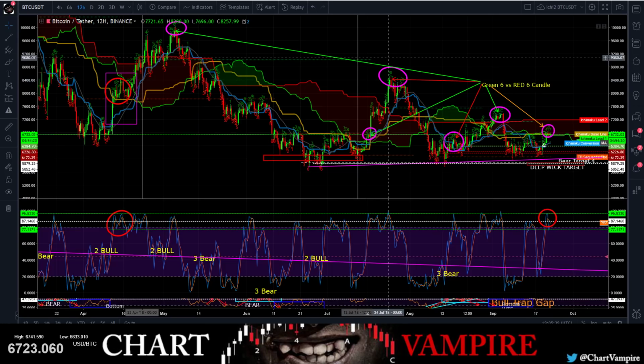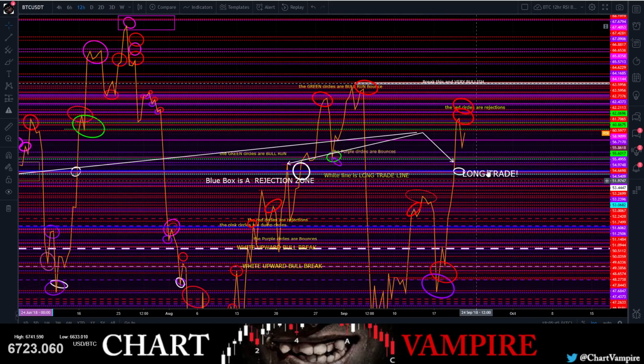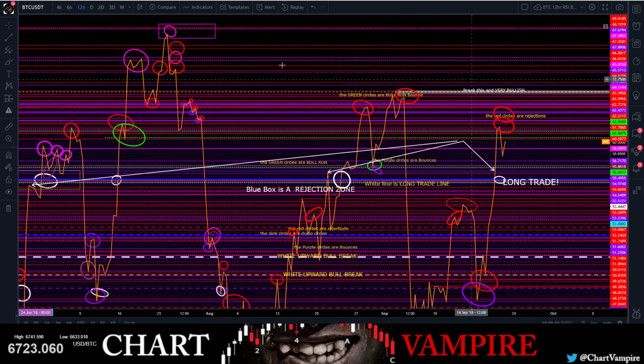All right, there's that chart, and here's our bubble chart, or this is our RSI bubble chart. Now we are broken out of the long trade area, right? We're up into this, up here. We're back up here once again. Here's your six. This came around, and this was your double top. So this is your green six. This came around and double topped on you, and then it died.